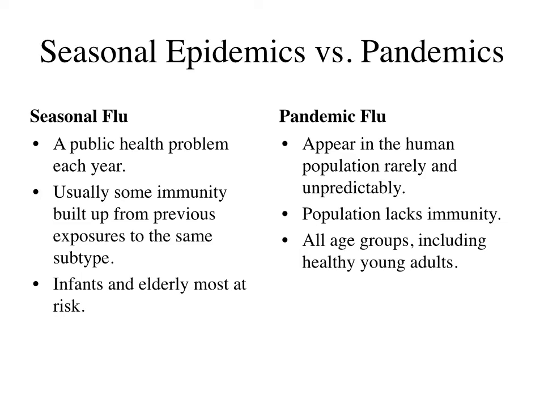So we have the difference between seasonal flu, which we always have, and there may be some immunity built up in the population, and seasonal flu can be of either type A or type B. Then we have pandemic flu. These occur in the human population rarely and unpredictably, but you have widespread transmission because the population lacks immunity, and it tends to affect all age groups, including healthy young adults. This will only be a type A virus.